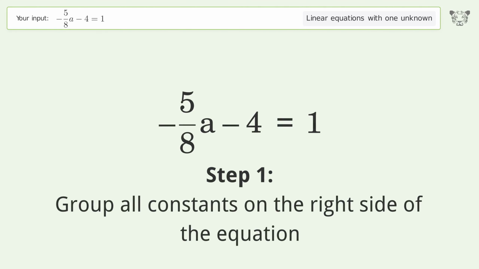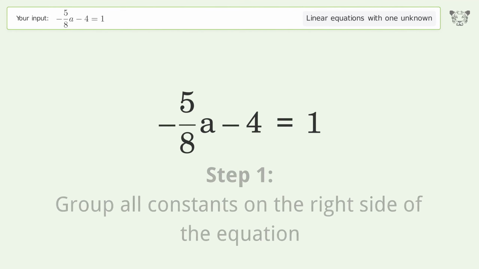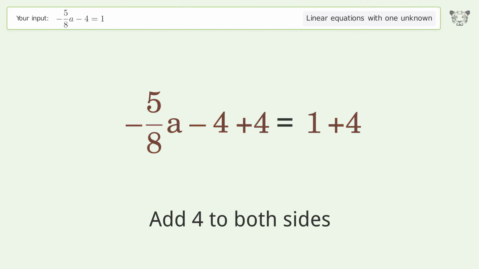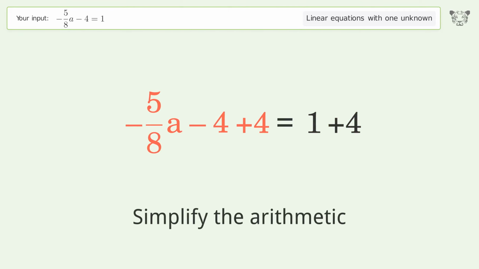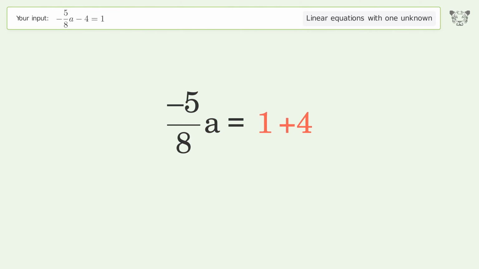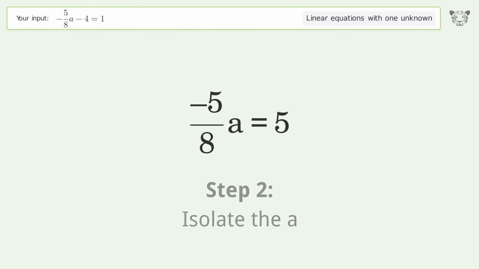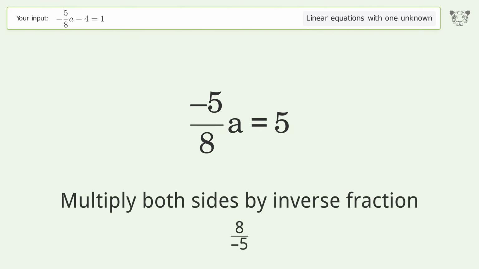Group all constants on the right side of the equation. Add 4 to both sides. Simplify the arithmetic. Isolate the a. Multiply both sides by inverse fraction 8 over -5.